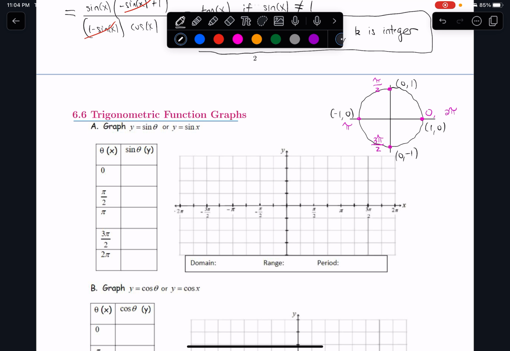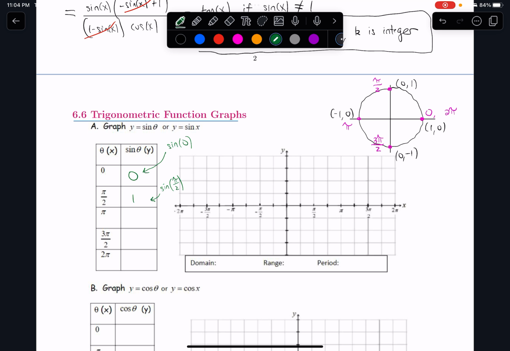Remember that sine is the y coordinate on the unit circle. So when my angle is 0, I'm taking the y value of that point, which is 0. So sine of 0 is just 0. Next, I want to plug in pi over 2 for my angle. What is sine of pi over 2? I look at the angle pi over 2, and sine is the y value, and the y value of that point is 1. So I'm getting 1 as my output.